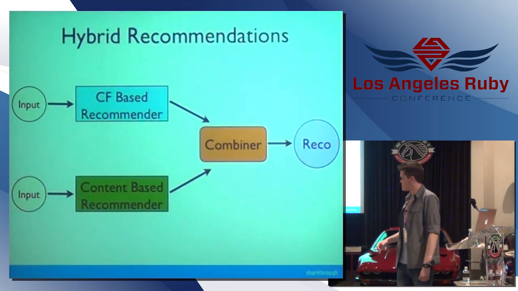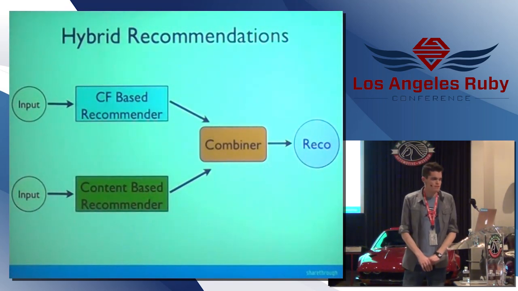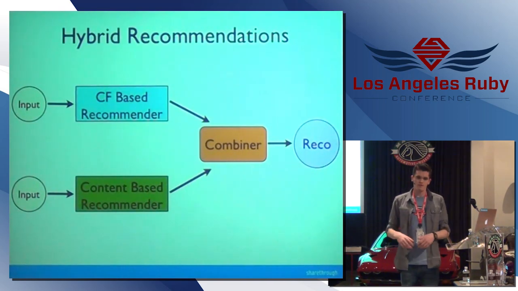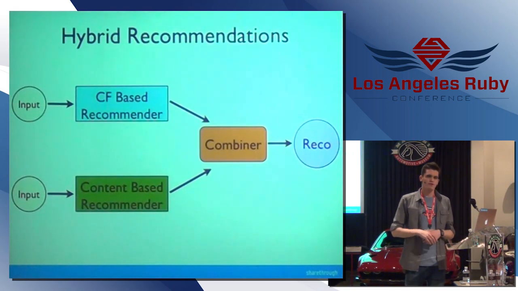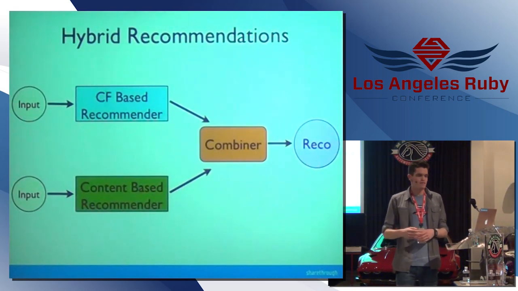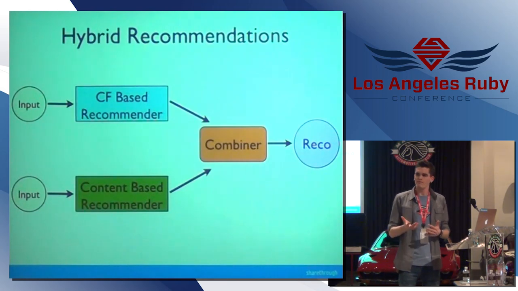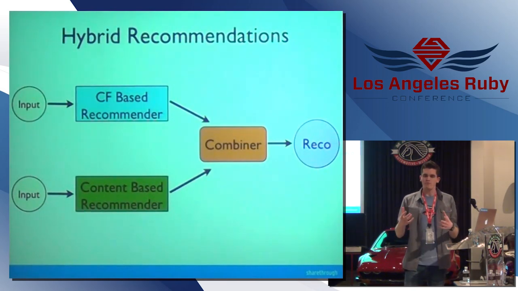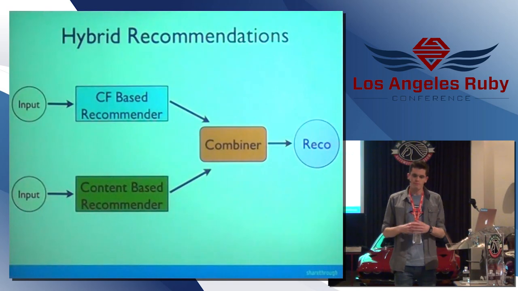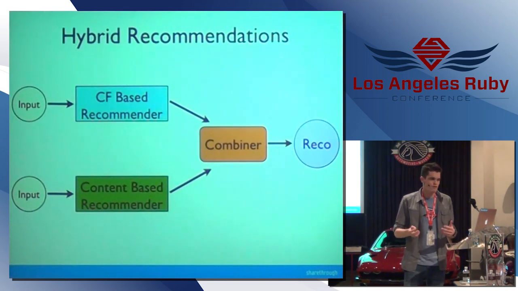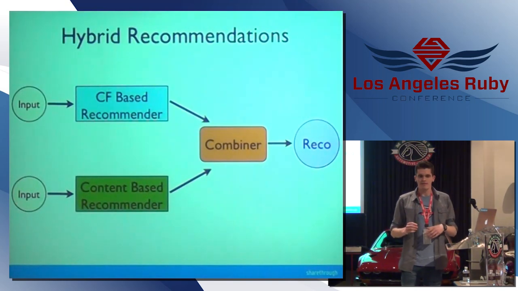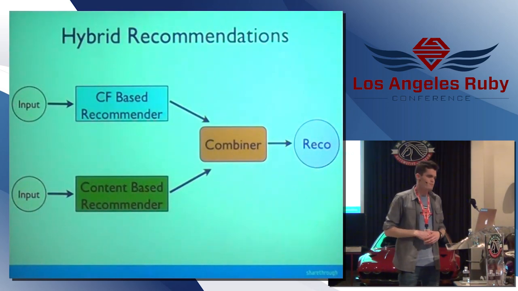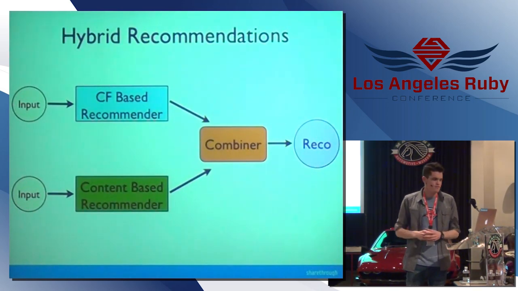Here's a diagram that explains hybrid recommendations. You have your input, which would be the user on your page who just finished watching a video. You put that through your collaborative filtering-based recommender, and at the same time, you also put it through your content-based recommender. They're both going to output some recommendations, and then we're going to put them into a combiner. The combiner can be whatever you want. It can say, OK, always take the top two from collaborative filtering, and then take the bottom three from content. It can say, always take collaborative filtering unless there aren't five, in which case you take content. And then it's going to output the recommendations.